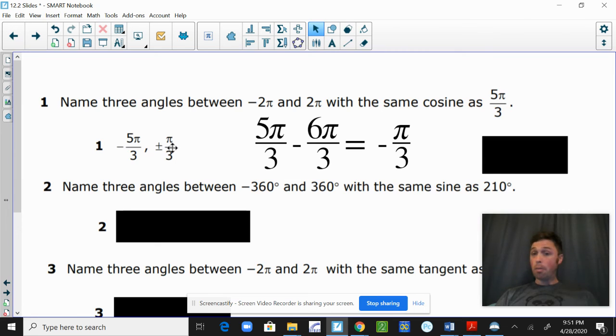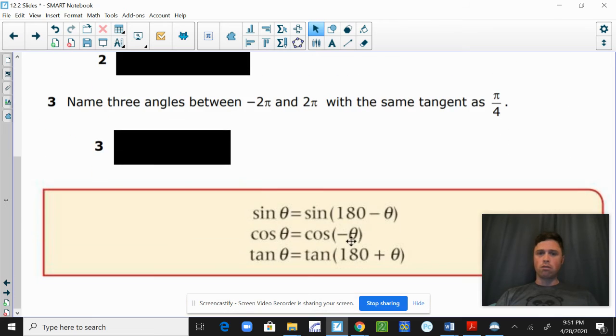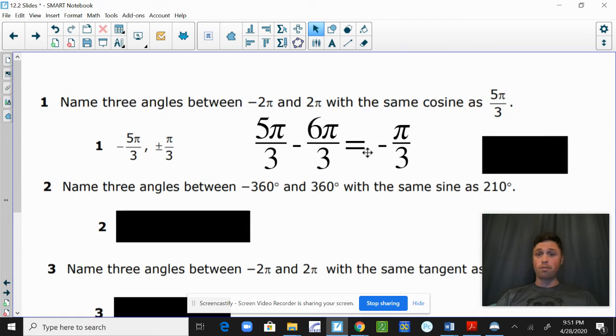And then I can go back to my identity again, right? If I have negative pi over 3 as an angle, well, if I have a negative angle that has a cosine value, the cosine of the positive is going to be the same thing as well. So since negative pi over 3 works, positive pi over 3 must also work. So those are my three angles that I have here. I could also have gone negative 5 pi over 3 and added 2 pi. So negative 5 pi over 3 plus the 6 pi over 3, and that would also give me positive pi over 3. So there's a couple ways you could do it there.